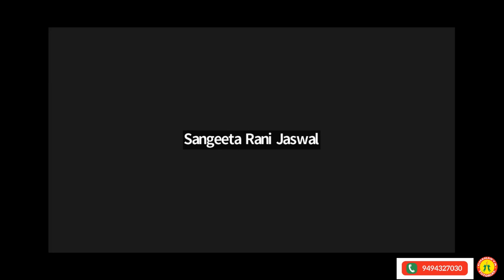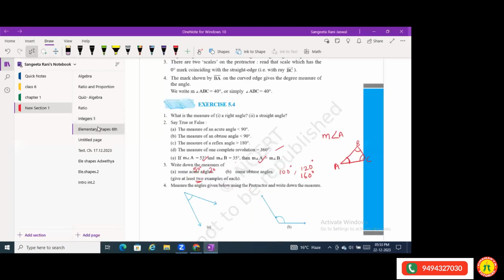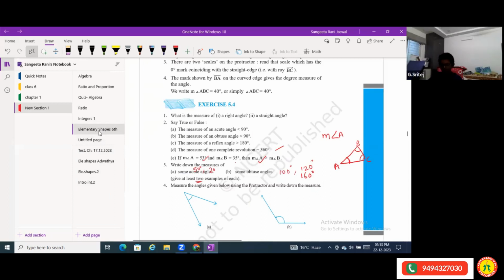It must be this: what fraction of a clockwise revolution does the hour hand of a clock turn through when it goes from 2 to 8? What fraction of an hour hand? Okay, if it is this, let's see. Wait. I'll share my screen. Okay. Are you all able to see the screen? Ma'am, I can see your screen. Yes. Okay.